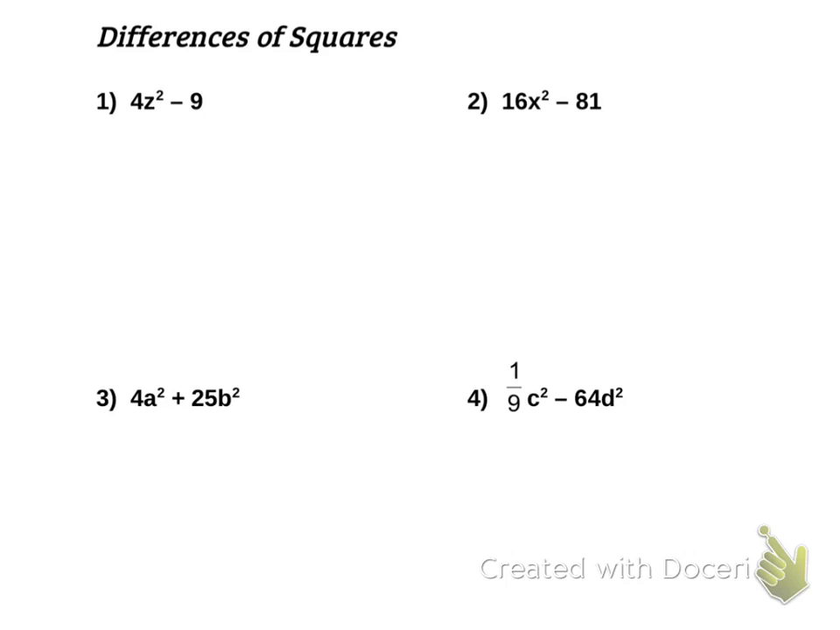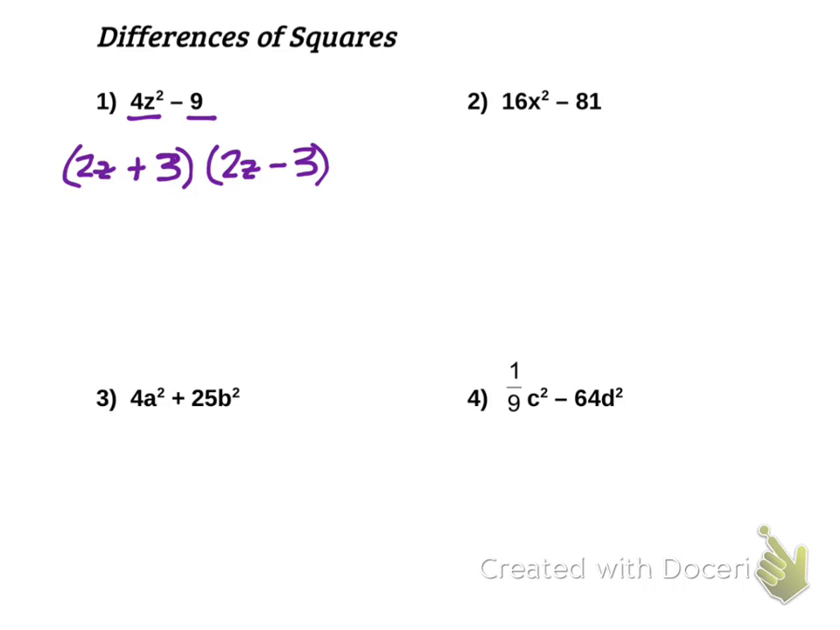Remember, difference of squares has a special setup. You have a difference, that's the key thing, so it has to be subtraction, and you have two perfect squares on each end. So when you do this, you find the square root of the first one, and you find the square root of the second one. The square root of the first one would be 2z, and the square root of the second one is 3. And a plus and a minus.